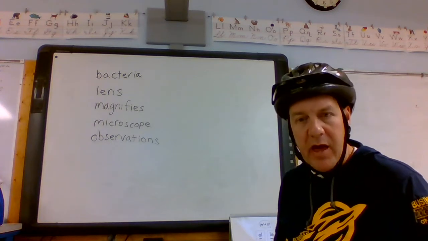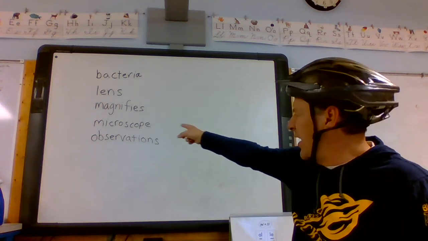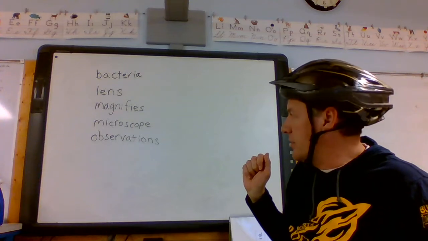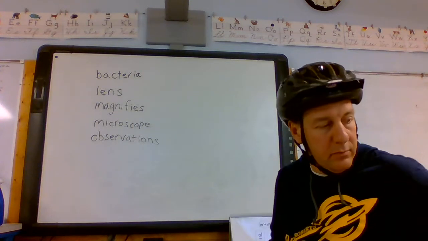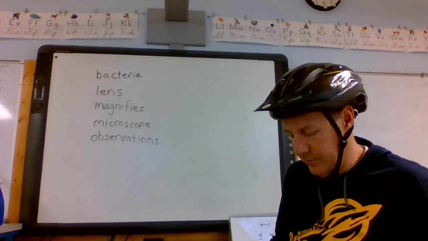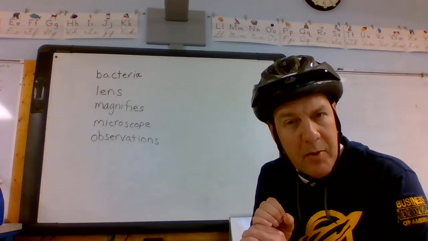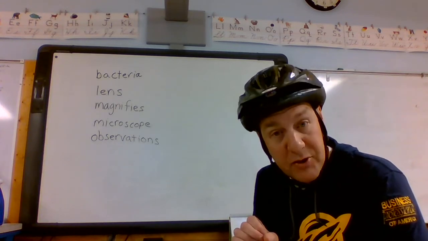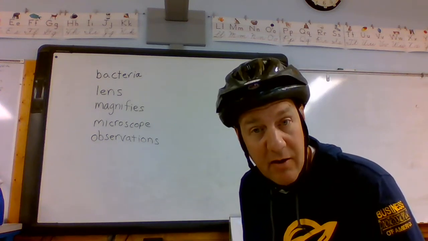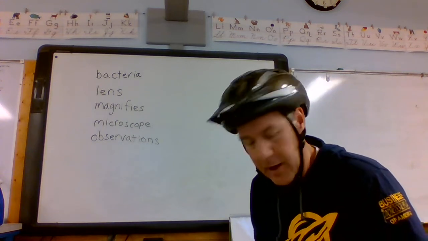And one way we can do that is with a, starts with an M, microscope. Microscope, which might look like this. And if we're looking through a microscope, we might be making observations. So you're looking at something, you're paying attention to details of those things, you're making observations. So those are words that we're going to be using today.